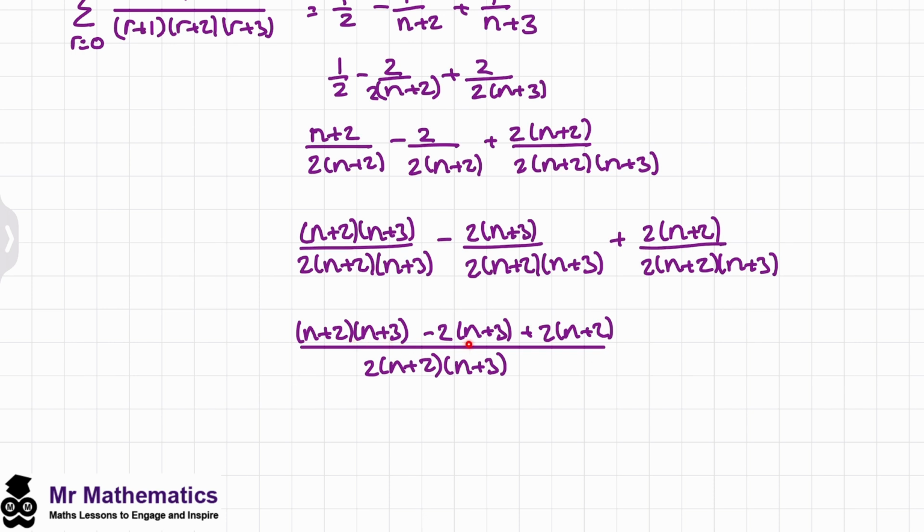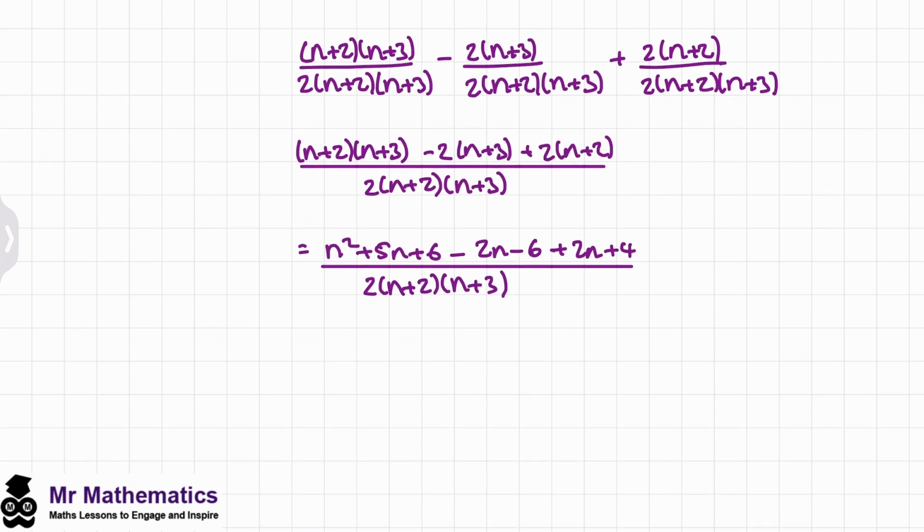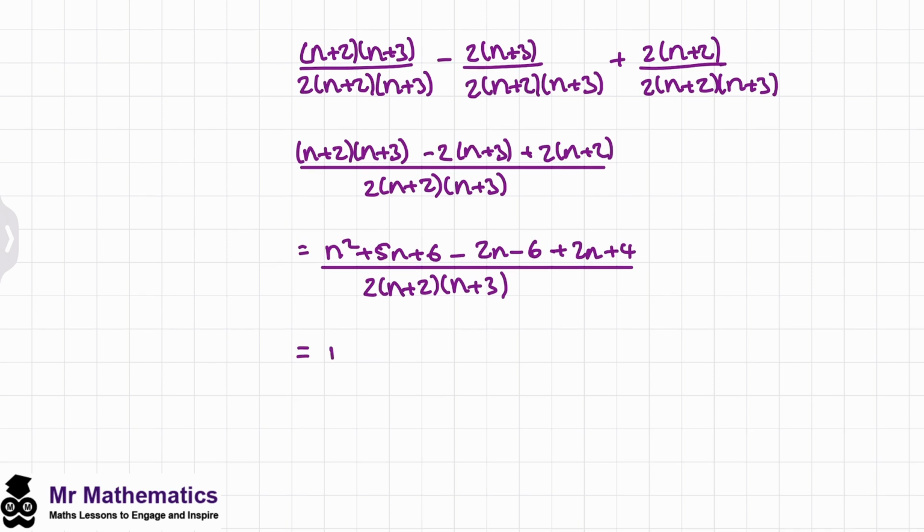So now we need to simplify our numerator. We'll get n squared plus 5n plus 6 minus the 2n minus the 6 plus the 2n plus 4 over our denominator. And then we can simplify our numerator. We've got n squared. This one will cancel with this one. And a positive 6 will cancel with a negative 6. So we get plus 5n plus 4 over our denominator.